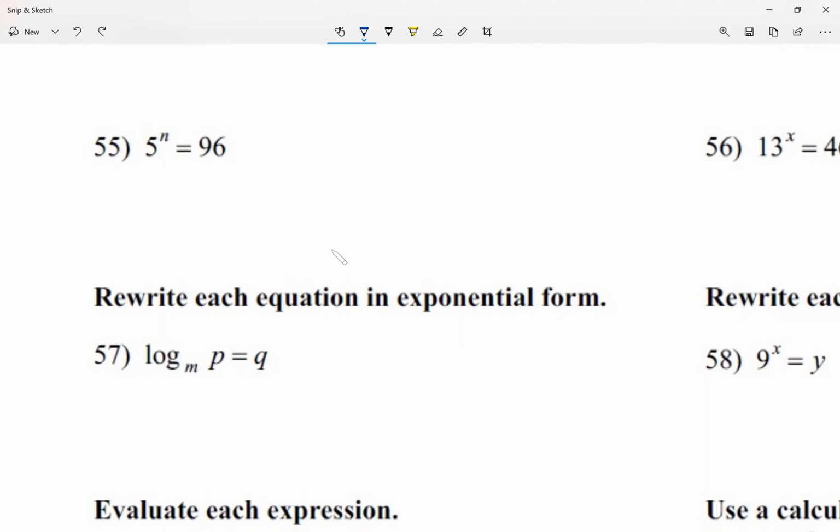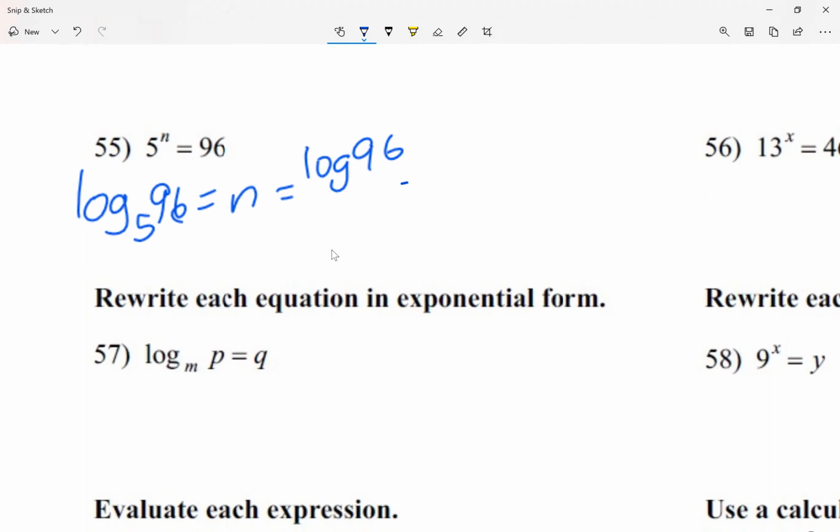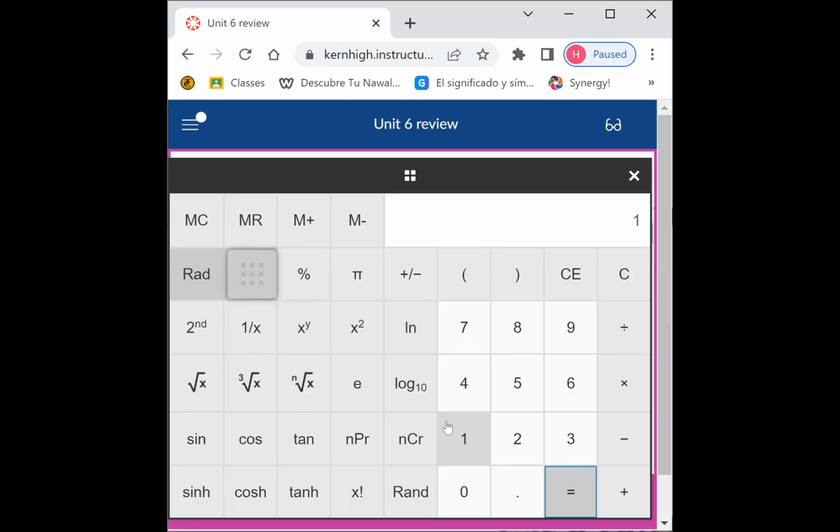Now this is in exponential form. The way I'm going to write this in logarithm form, I'm going to say log base 5 of 96 is equal to n. If you can type that in on a calculator using log base 5 of 96, if you can change the base, just type that in. If you cannot change the base, we're going to do log of 96 divided by log of 5. Let me share my calculator here. So I have to do log of 96 divided by log of 5.